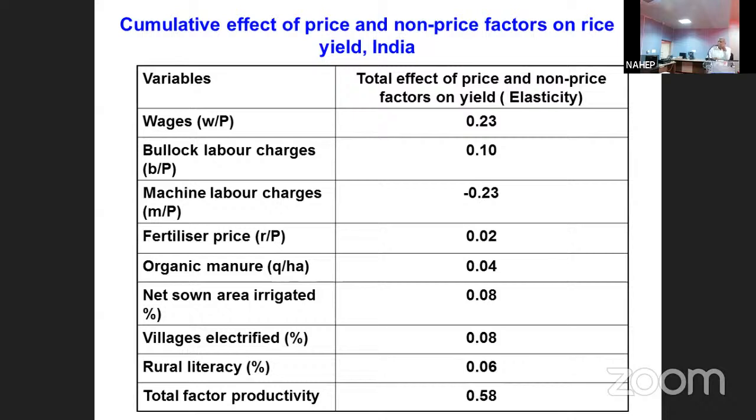Wage effect, bullock price, machine labor, fertilizer, organic manure, net sown area, village electrification, rural electricity, and total factor productivity. So these are the elasticities we estimate with respect to all the factors. Once you estimate, and you know the growth of all the exogenous variables, you multiply the growth by the elasticities and then sum up. That will be the total effect on supply.